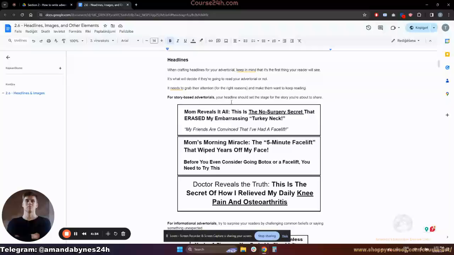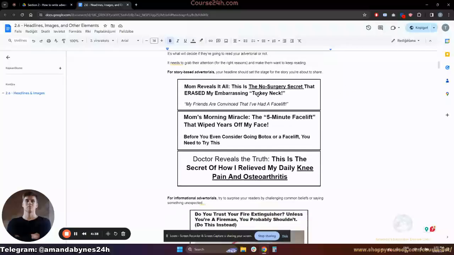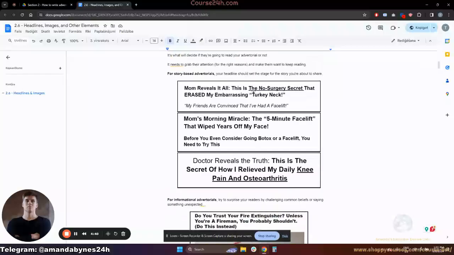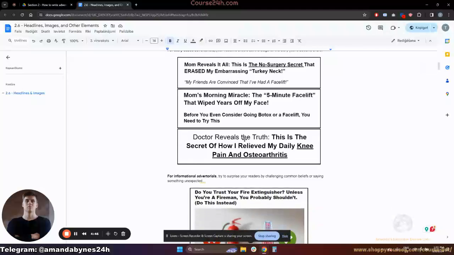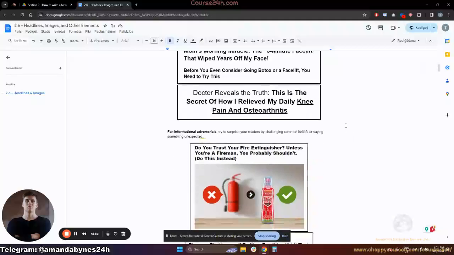For story-based editorials, your headline should set the stage for the story you're about to share. So: mom reveals it all. This is the no surgery secret that erased my embarrassing turkey neck. Or: doctor reveals the truth. This is the secret how I relieve my daily knee pain.